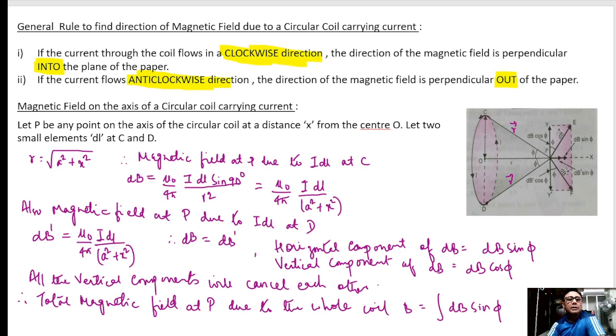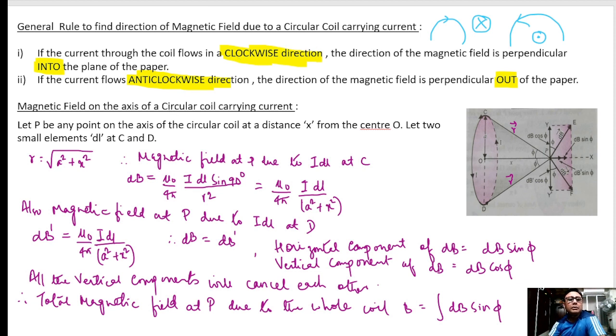That means, if I show you, if the current is flowing like this, clockwise, then the magnetic field will be into the paper. And if the current is flowing in anti-clockwise direction, then the magnetic field will be out of the paper. Clear?